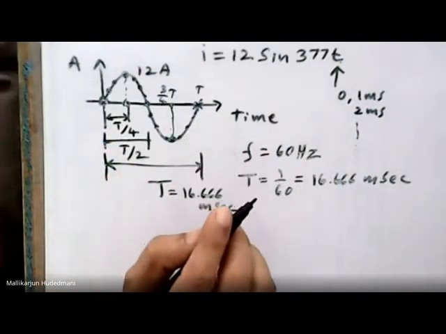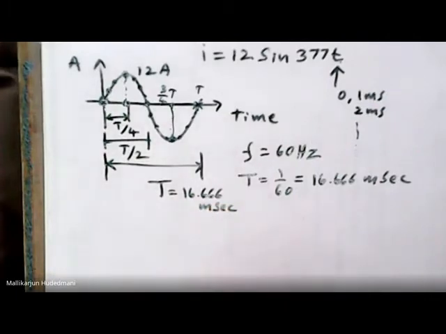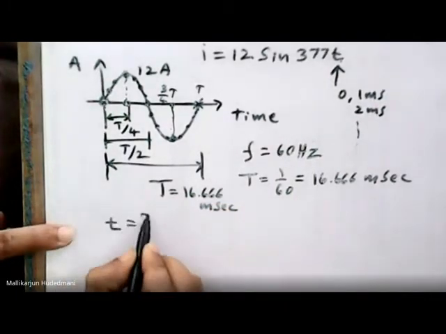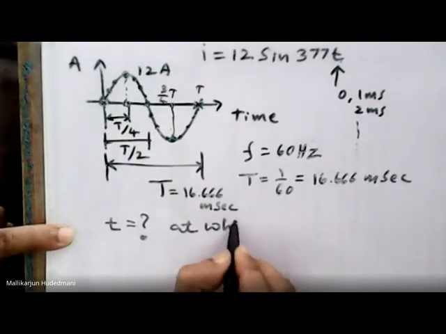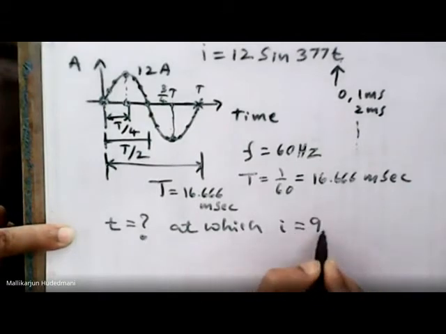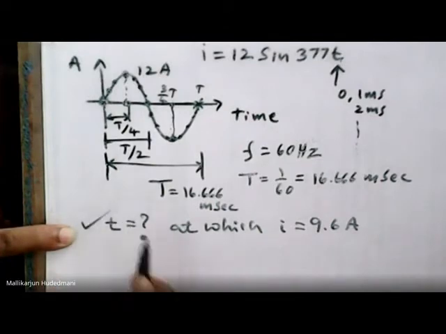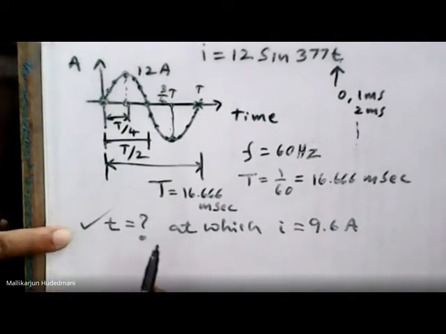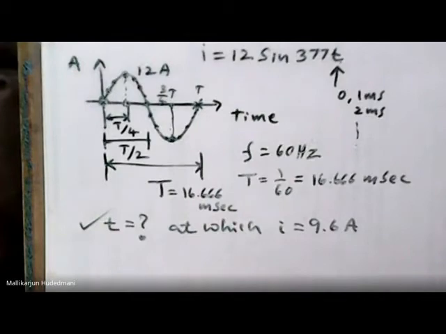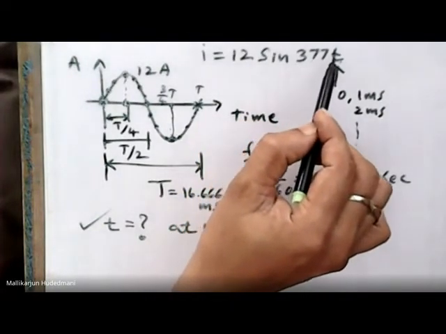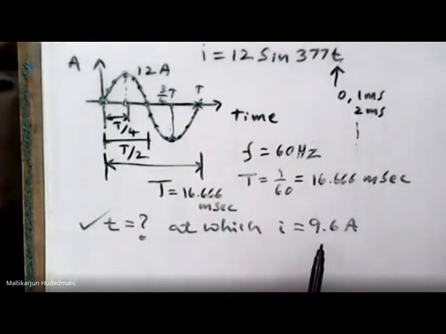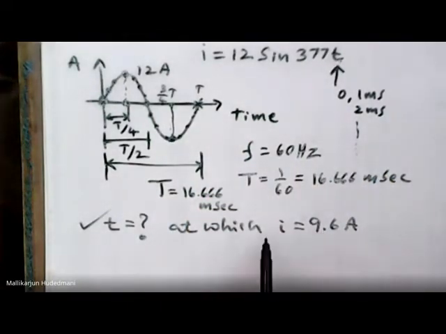Now my observation is, in this particular question, what is the time t equal to how much, at which I equal to 9.6 ampere is the question. Correct? They are asking what this current time is. When is that particular 60 hertz wave, having a peak of 12 ampere, progressing with 377 omega t, representing 9.6 ampere the first time? That is the question. For this, what do I have to do?